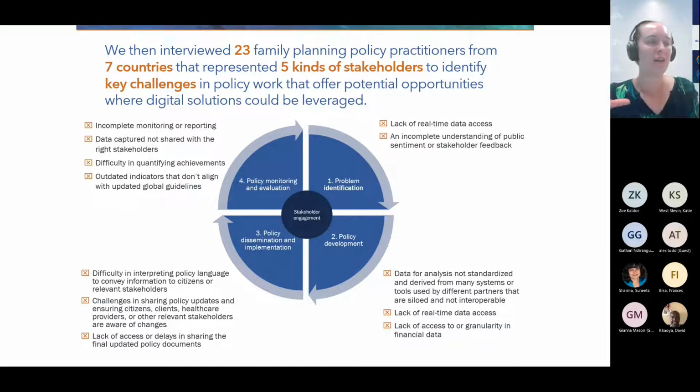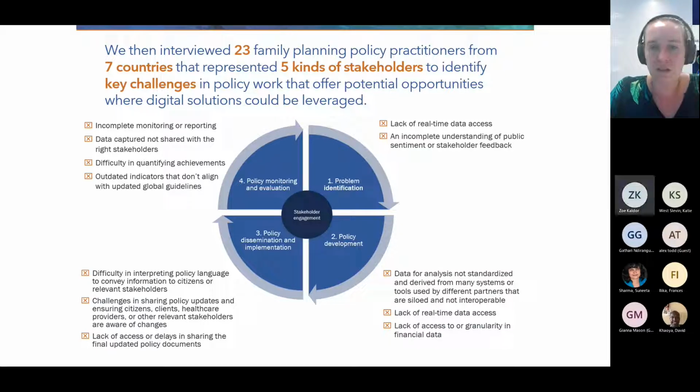So with our activity, after we mapped the activities that support the policy process, another activity that we did under this work was interviewing policy practitioners across different geographies and from different types of organizations to learn about common challenges across the policy lifecycle. So we see these challenges, as well as understanding what activities go into each of the stages, as good starting points from which we can work to identify opportunities where digital solutions can help solve some of these problems.